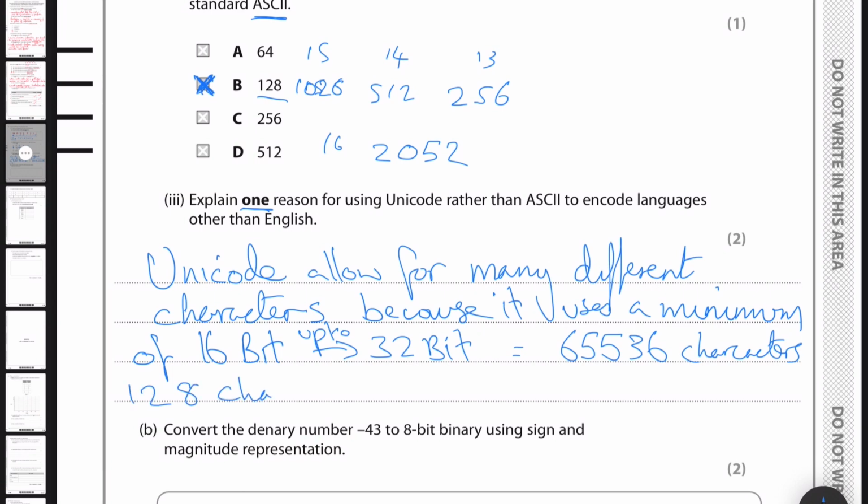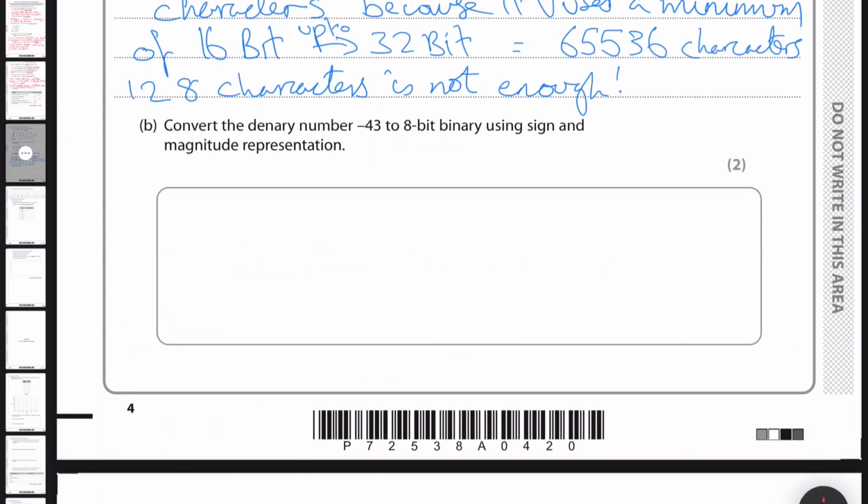128 characters is not enough. And then finally, B, convert the denary number minus 43 to 8-bit binary using sign and magnitude representation. Sign and magnitude. Well, this is how I'd do it. I'd go 1, 2, 4, 8, 16, 32, 64, minus 128.